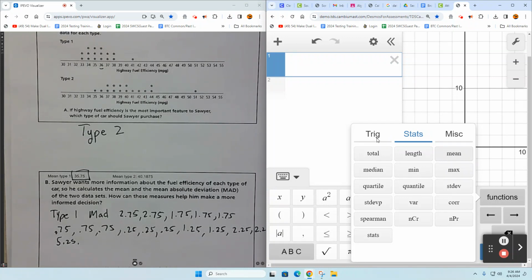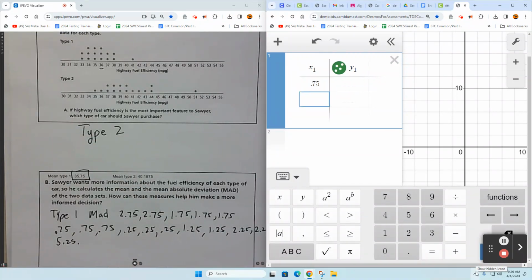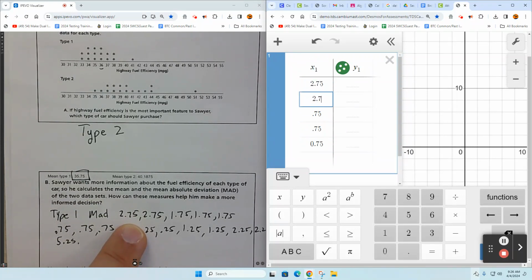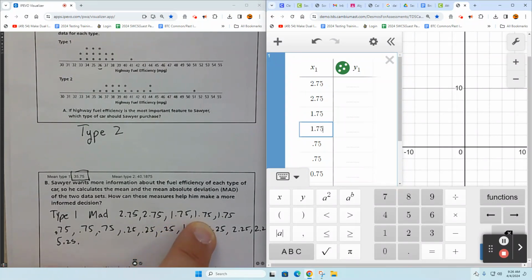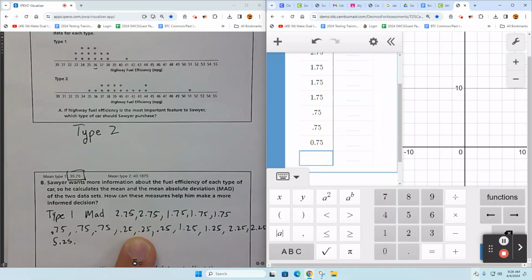So let's talk about it. If I hit mean, it's going to say mean of what? So that's really not how I want to do this. What I want to do is make a table. And I'm going to put my values in here: 0.75, 0.75, 0.75. Oh, I'm not doing them in order. Sorry. 2.75, 2.75, 1.75, 1.75, 1.75, 0.75 three times, 0.25, 0.25, 1.25, 1.25.